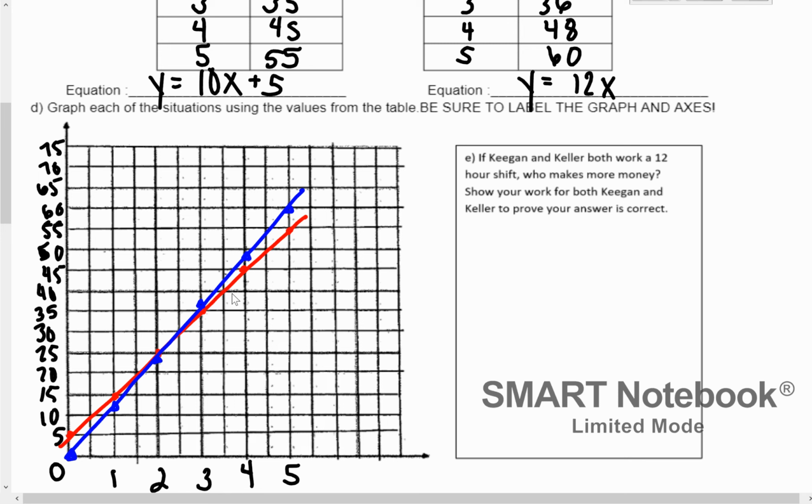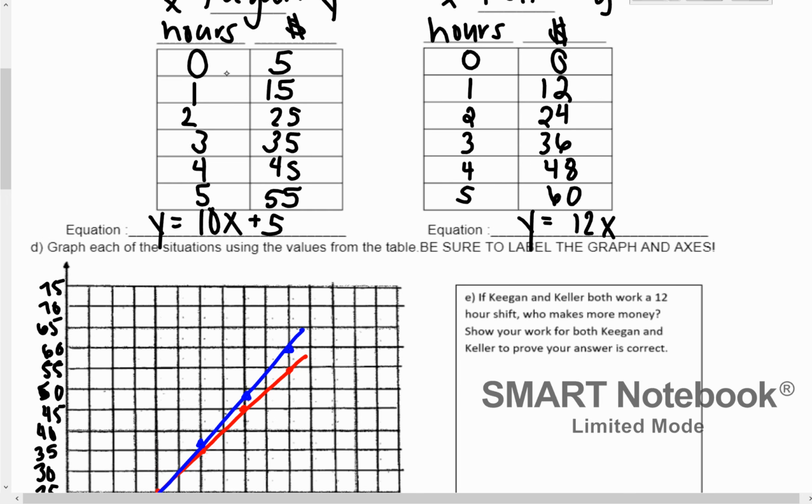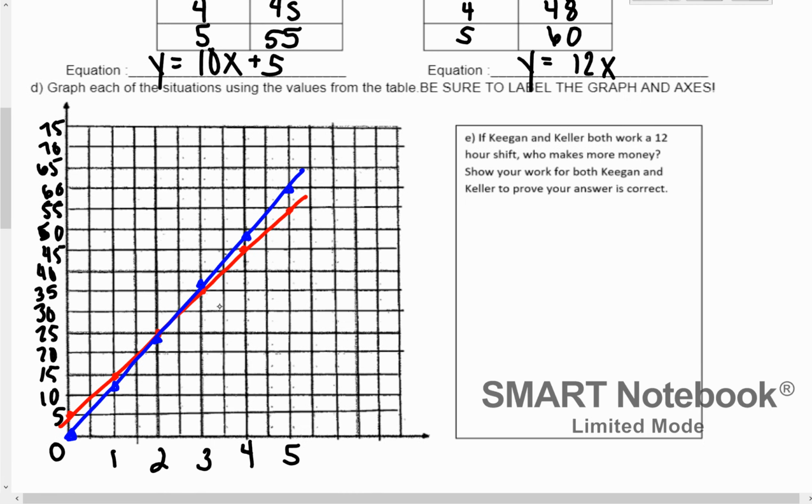Okay, a question on a quiz or test might ask you, at what point does Keller start to make more money than Keegan in terms of hours? And we could figure that out from our table here. At 1 hour, Keegan's making more. At 2 hours, Keegan's making more. At 3 hours, Keller's making more. So you would say at 3 hours, Keller would start making more money than Keegan. Okay, and it would probably be somewhere around 2.5 hours, but we just want full hours. So at 3 hours, Keller would start making more money, which you can see on that graph at 3 hours is where Keller started having a higher value than Keegan.